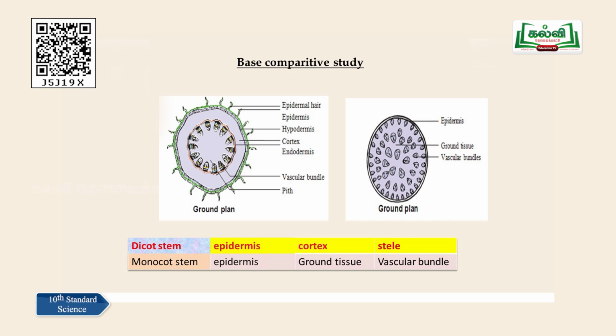Yes, for monocot stem you have some other words: epidermis, ground tissue, and vascular bundle. How can we retain this? A simple method. Yes, epidermis, epidermis, ground tissue, ground tissue.